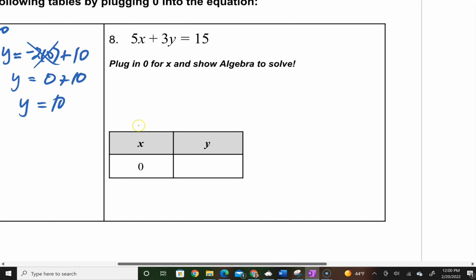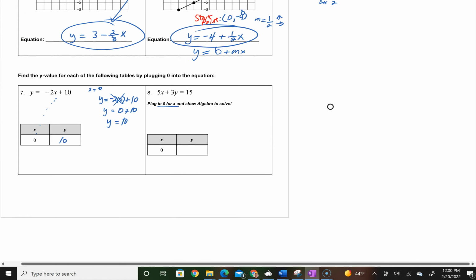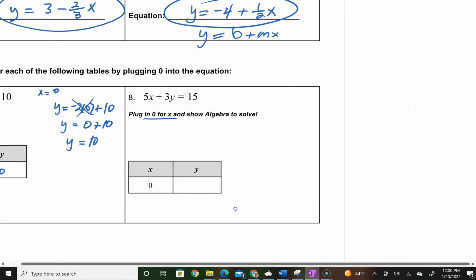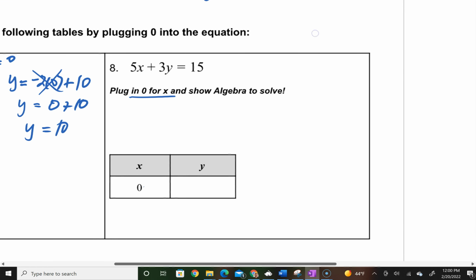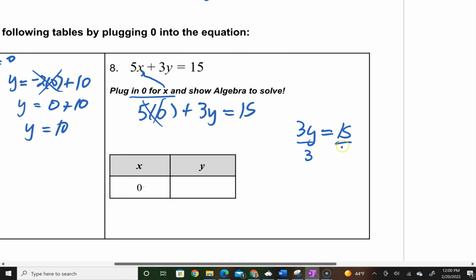Let's do this last one. Plug in 0 for x. Show the algebra that will result as you solve. So let's do that. This is 5 times 0. And again, look what's happening. 5 times 0, guys, that's just a 0. That's 0 plus 3y. So final step, divide by 3. Look at that. You'll have y equals 5.